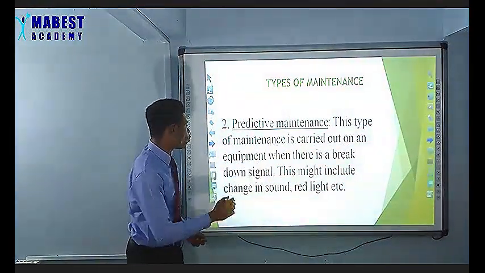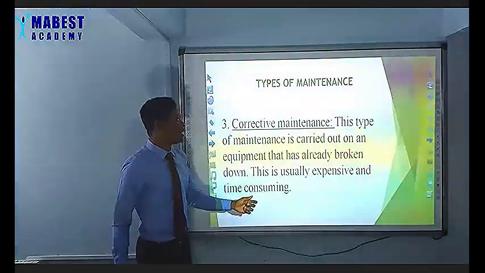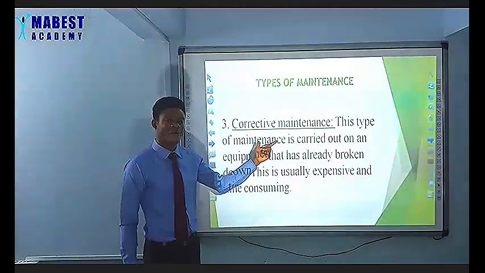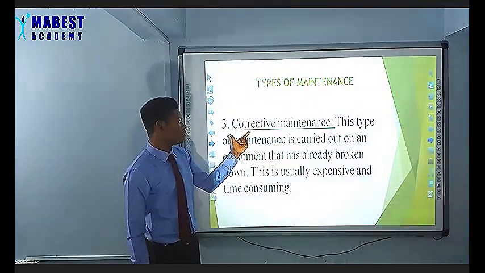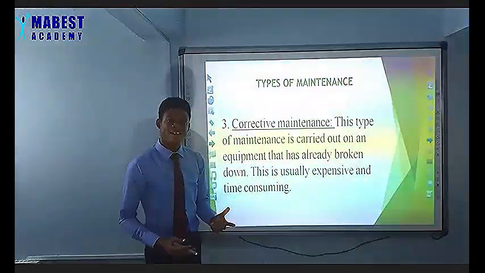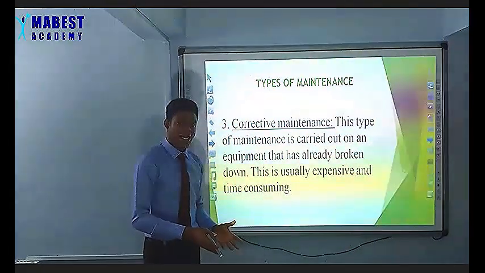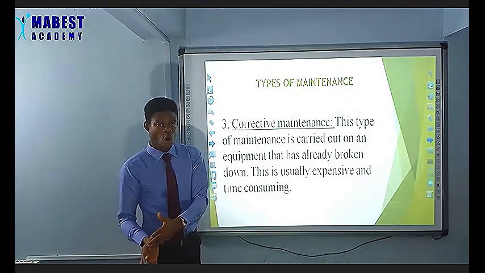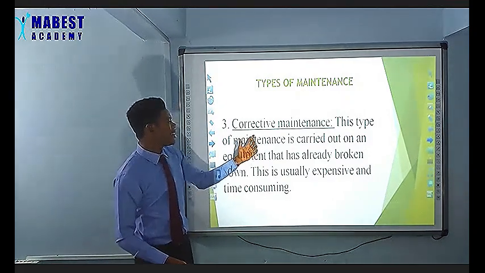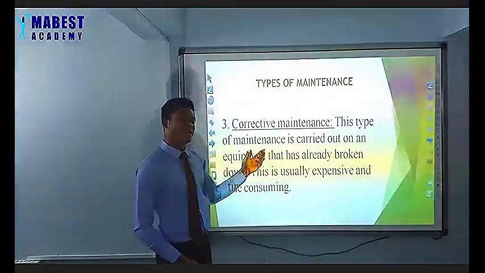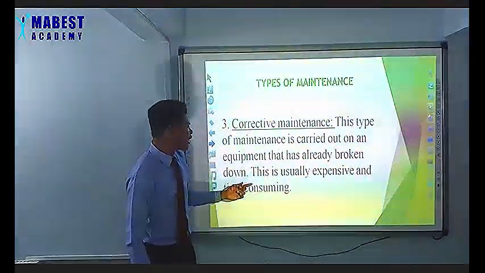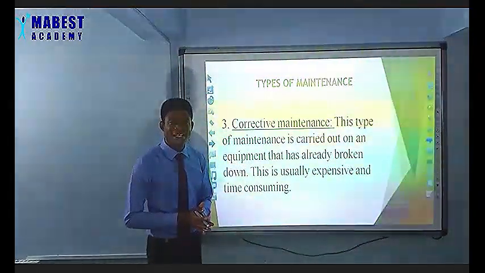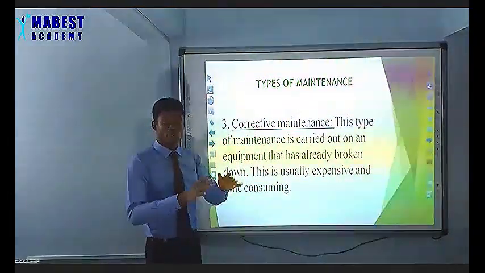Predictive maintenance. While the last type of maintenance is the corrective maintenance. What does it mean to correct? Correct means something is already spoiled and you want to what? Return it back to its original shape or original size. So corrective maintenance is a type of maintenance that is carried out on an equipment that has already broken down. For corrective maintenance, the equipment has already broken down.